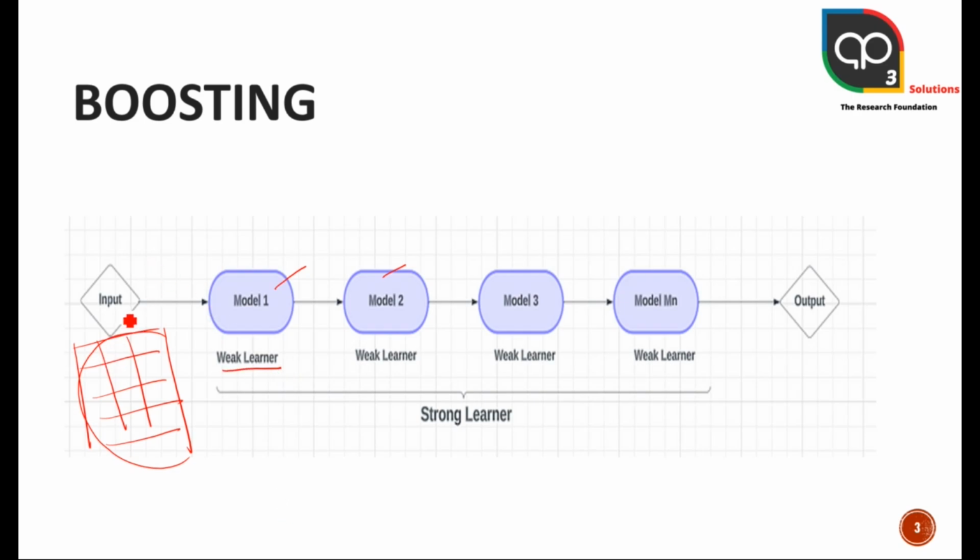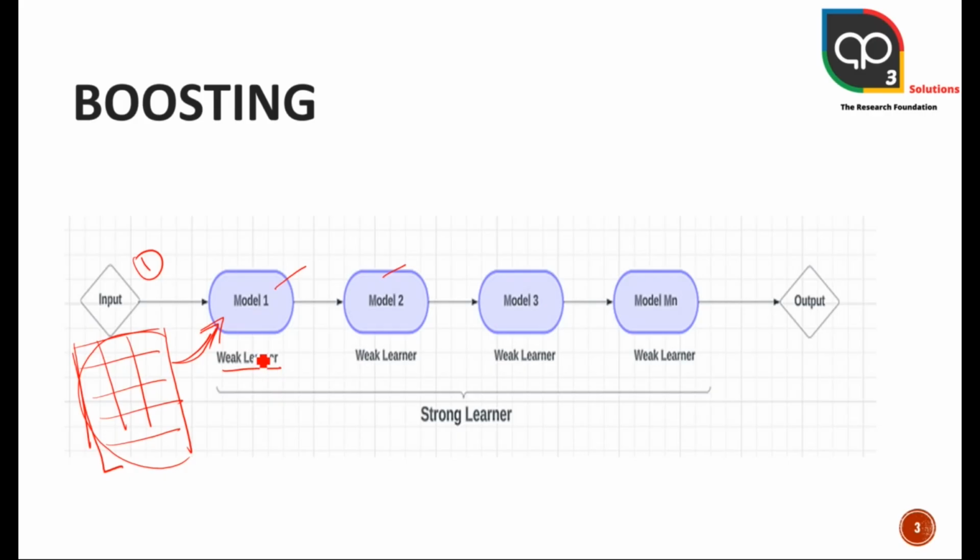The first step is that we begin with equal attention to every sample. So we take our data set and feed it into the first base learner. This could be a simple model, for example a decision tree, a stump or a shallow tree. Once this first learner is trained, we pass all the training samples through it to evaluate its predictions. Now here's where it gets interesting.